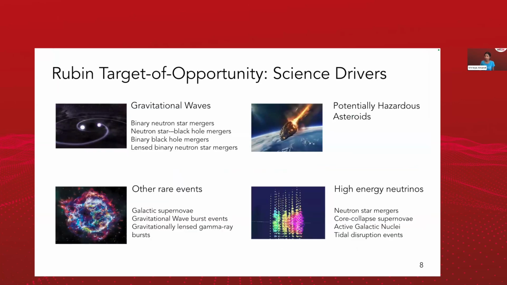And these are the main science cases that are covered in the Rubin TOO program. So these include gravitational wave events, hazardous asteroids, high-energy neutrinos, and other kinds of rare events. But I'll focus on the gravitational wave aspect of this.